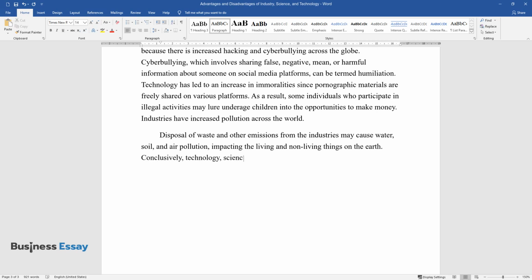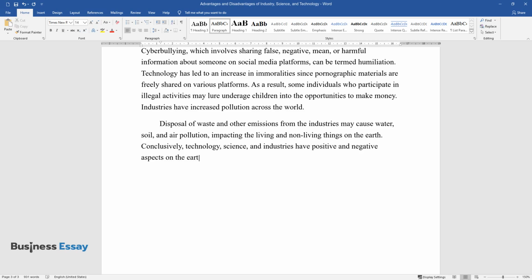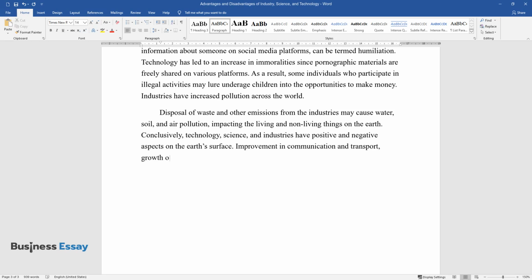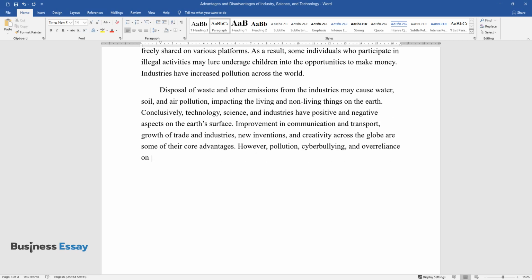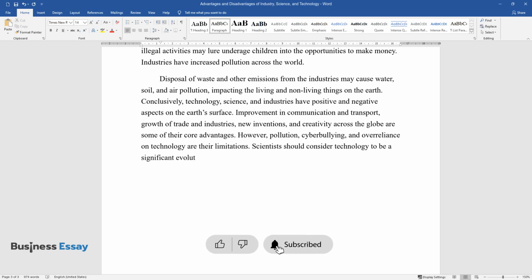Conclusively, technology, science, and industries have positive and negative aspects on the Earth's surface. Improvement in communication and transport, growth of trade and industries, new inventions, and creativity across the globe are some of their core advantages. However, pollution, cyberbullying, and over-reliance on technology are their limitations. Scientists should consider technology to be a significant evolutionary aspect of science because it evolves from scientific knowledge.